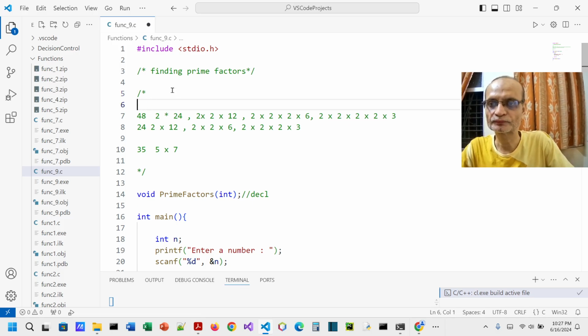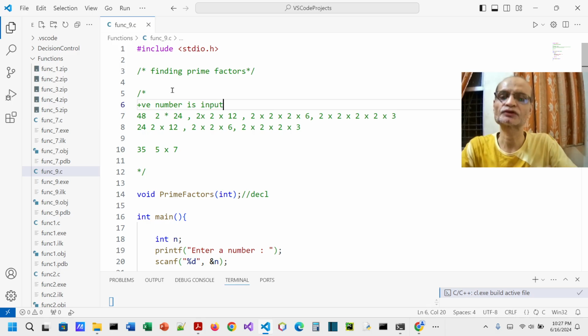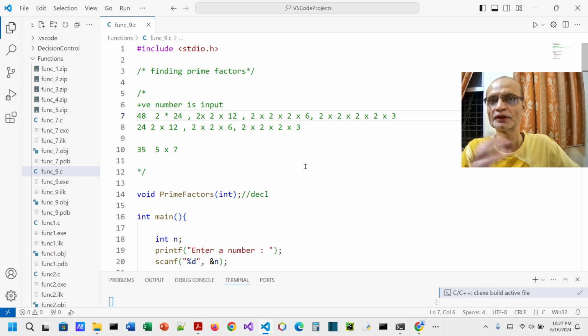Okay, positive number is the input. So that is obviously understood also, but I am just repeating it. Positive number is the input. That means you keep on dividing with the factor, like the way in which you did it here. You divided by 2, so you got 24.